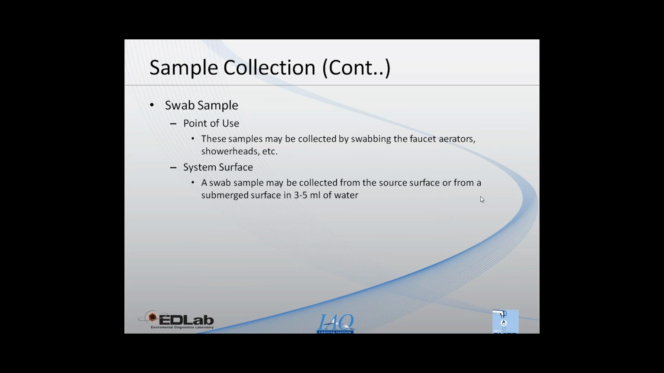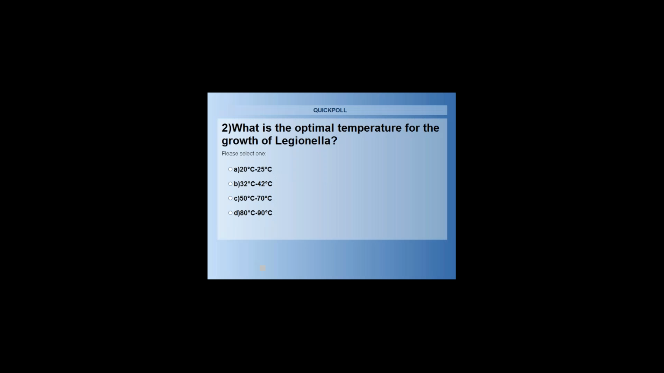We're going to go ahead and ask another question for you guys. Number 2 is up on the screen. The question is, what is the optimal temperature for the growth of Legionella? A is 20 to 25 degrees Celsius, B 32 to 42 degrees Celsius, C 50 to 70 degrees Celsius, and D 80 to 90 degrees Celsius. We'll give you another 15 seconds to put your answers in.